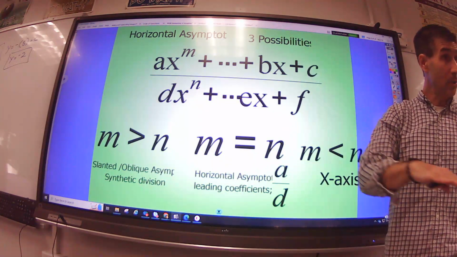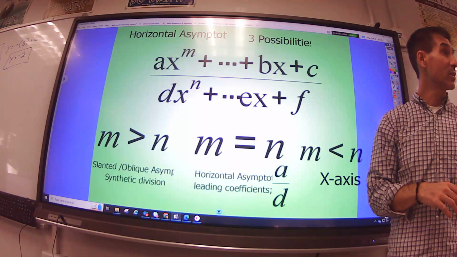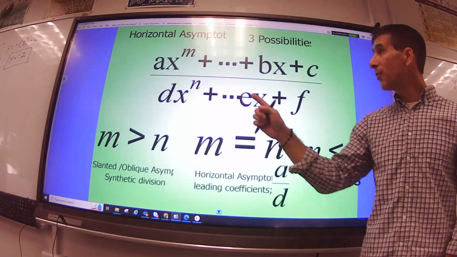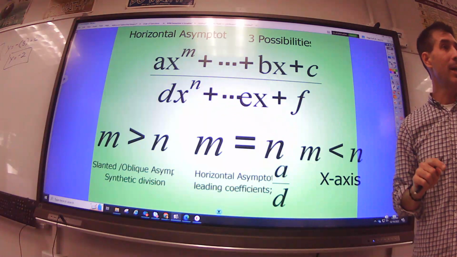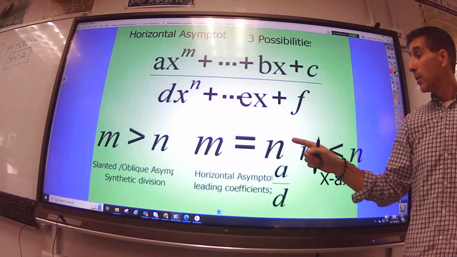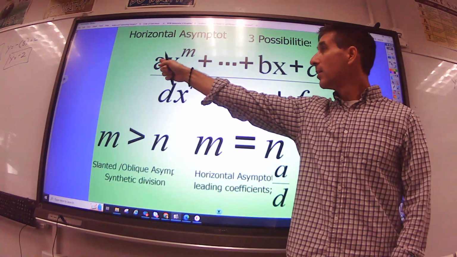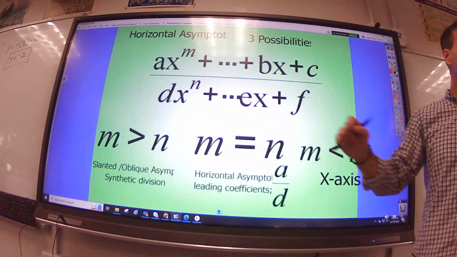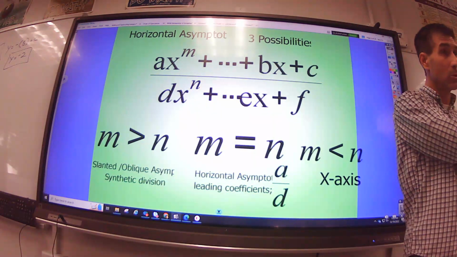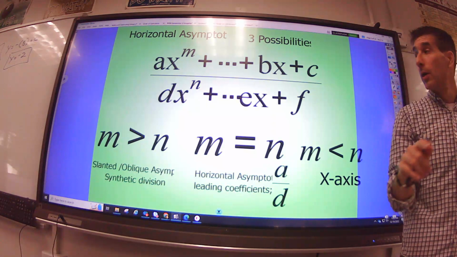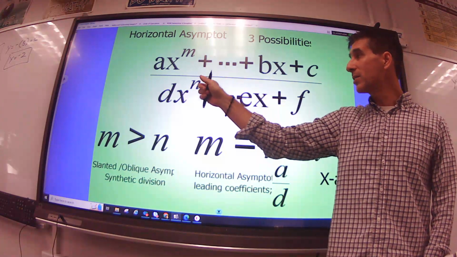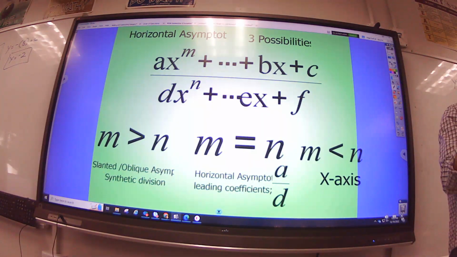You guys remember the slant asymptote? You use synthetic division. If my m is equal to my n, so this is squared and this is squared, you divide the a divided by d. So if this is 2 and this is 1, it'll be 2 divided by 1. My horizontal asymptote will be at 2. If m is less than n, so say this is 1 and this is 2, then it's on the x-axis.